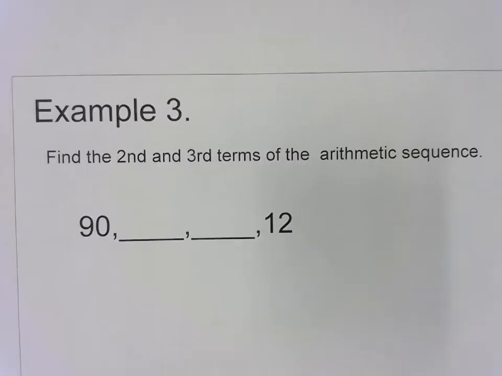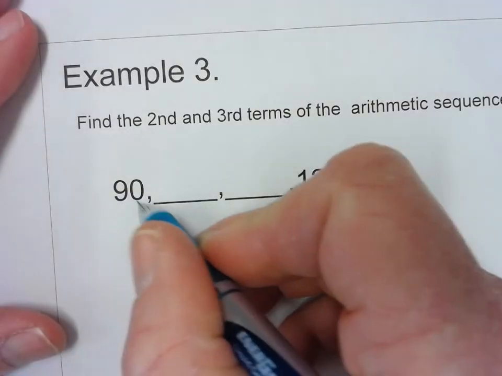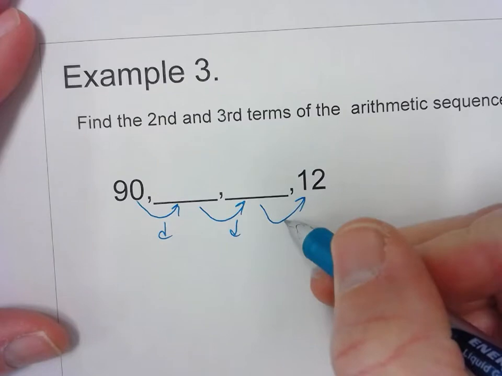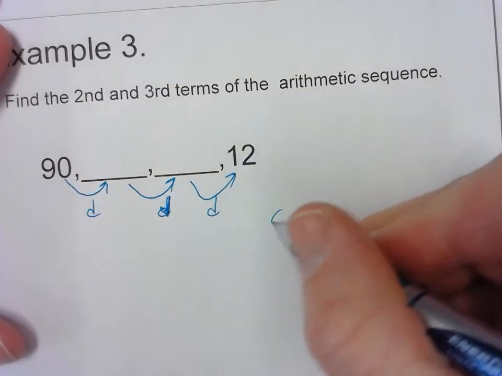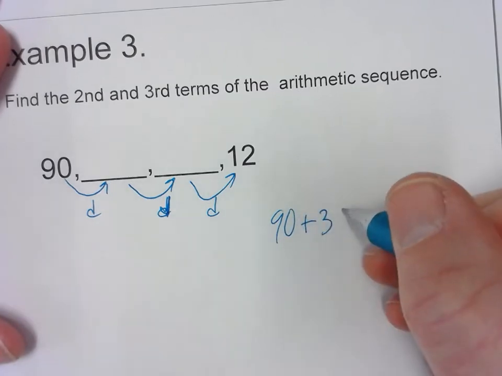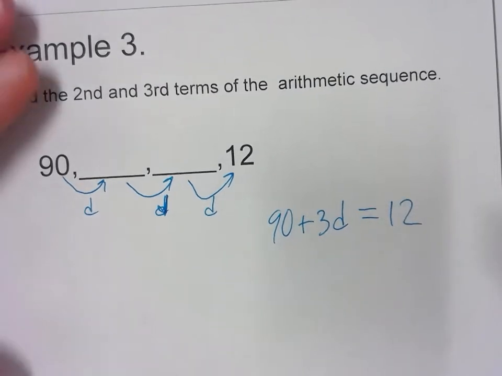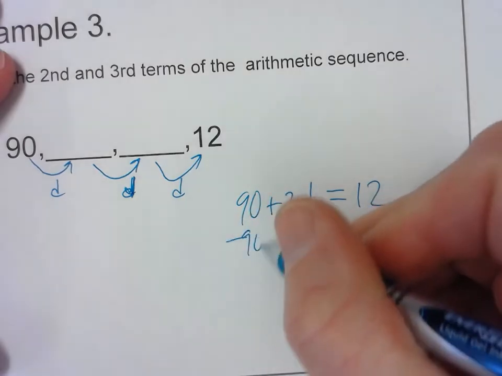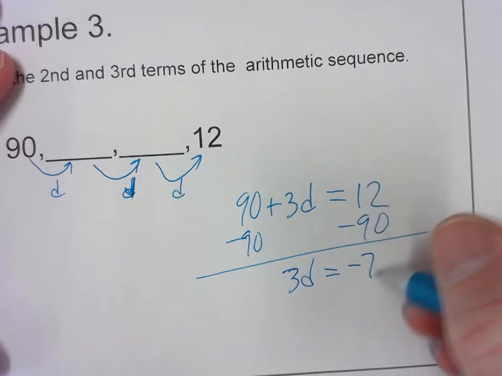Well, I can't really do that with this one. I have to find the second and third terms of this arithmetic sequence. So what I'm going to do is I'm going to go up by D, go up by D again, and go up by D again. So I'm going up by 3 Ds. So how do you go up by 3 Ds? Well, we start with 90, and we go up by 3D. So that would be algebraically 3D, and we end up with 12. So we're going to subtract the 90 over to solve this algebraically. We get 3D is equal to negative 78.